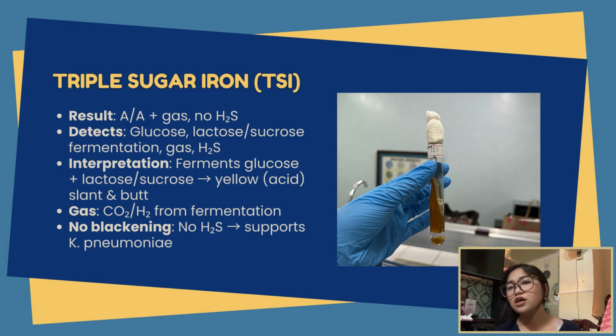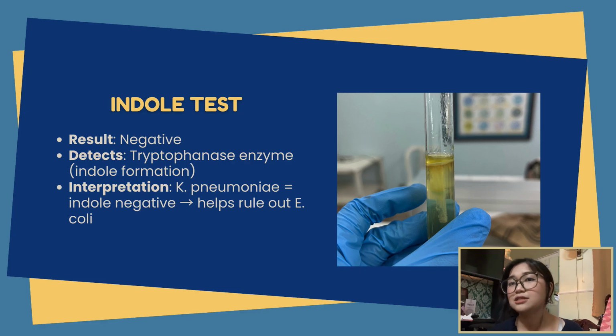Now, moving on to the biochemical tubes, TSI had A over A with gas, which means it ferments glucose, lactose, and sucrose with gas production, but no hydrogen sulfide. On indole, it was negative. The organism lacks the enzyme tryptophanase and cannot convert tryptophan into indole.